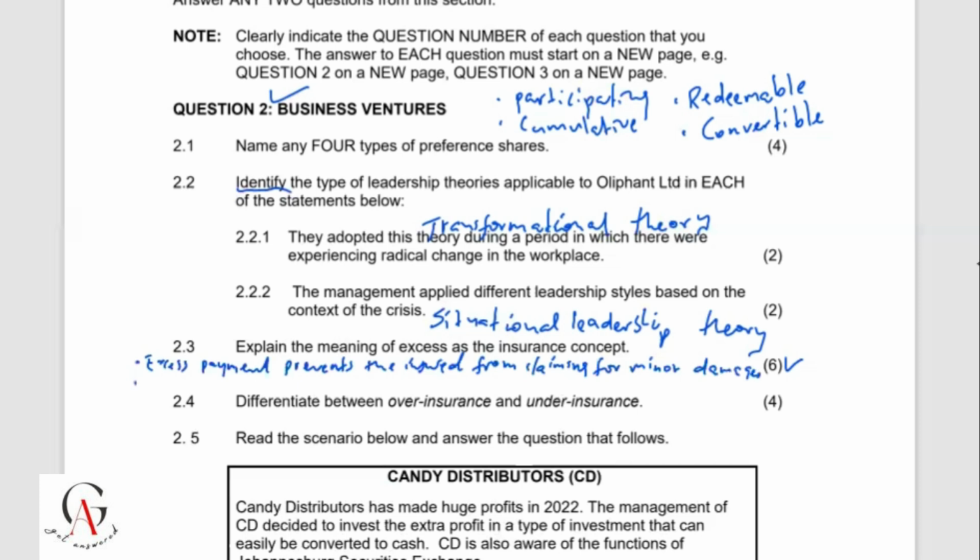Okay, right. So now also, we said that higher excess amounts keep the insurance premium lower and discourage fraud.